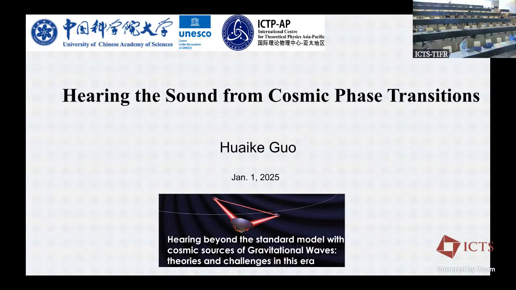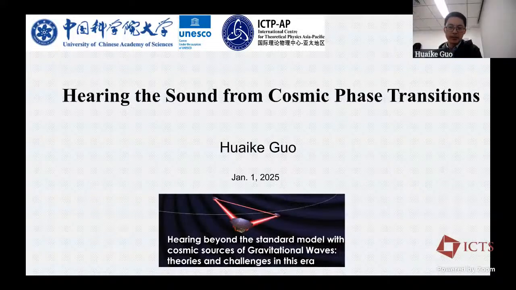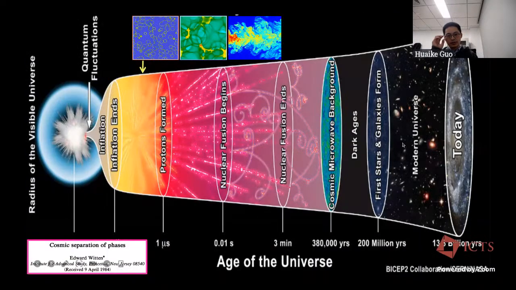Okay, sorry. So the topic is about cosmic phase transitions, and I will focus a little bit more on one particular source, the sound waves, during this process, and how we can determine the spectrum from this source, and how we can actually detect this source. So this talk is about the cosmic phase transition that can happen in the early universe.